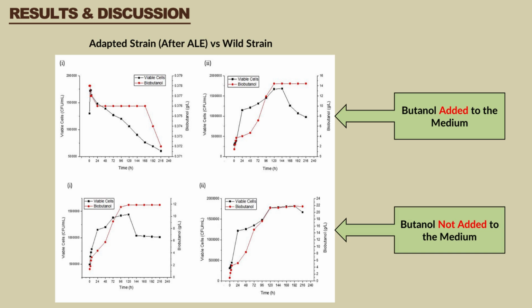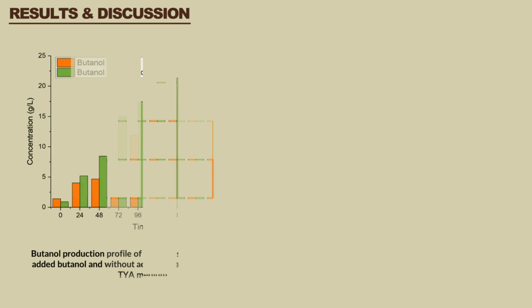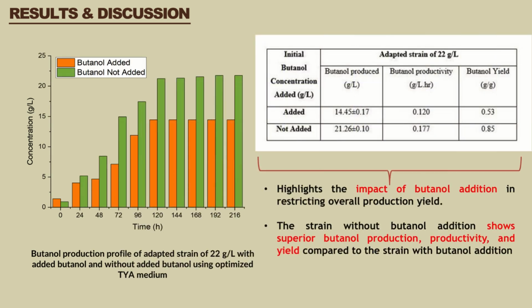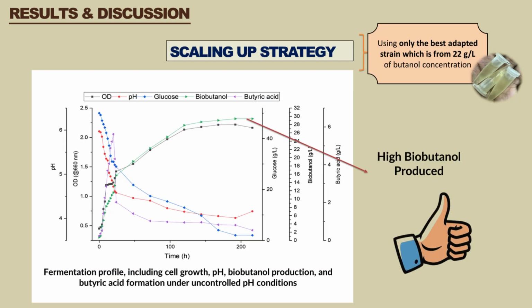In this case, butanol was not added to the medium, and the biobutanol produced was significant for a lab scale result, which was up to 21.26 gram per liter of biobutanol produced. On the other hand, the scaling up strategy revealed a high amount of biobutanol produced that further highlights its feasibility for industrial application for biobutanol production.